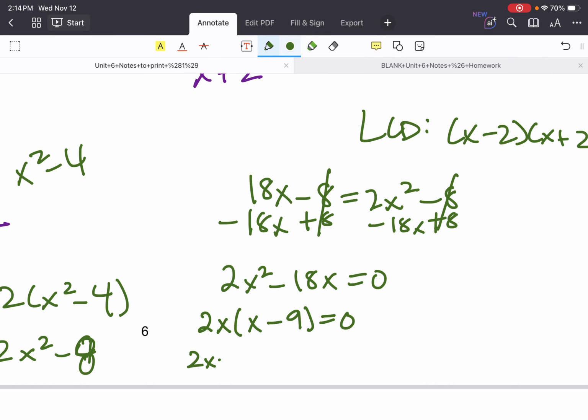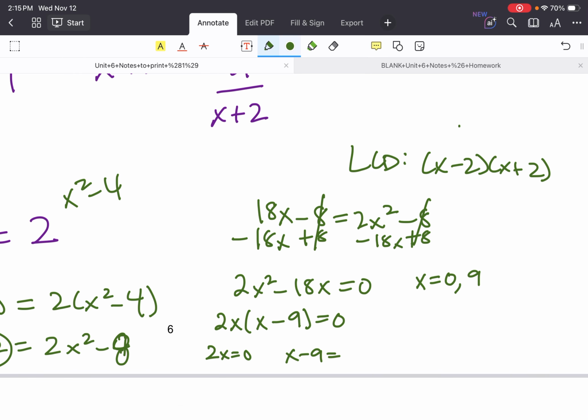You set each factor equal to 0. And we're going to get 2 answers. x is equal to 0 and 9. Now our excluded values were 2 and -2. The -2 doesn't even make sense with the current. The other one that doesn't make sense is our 0.